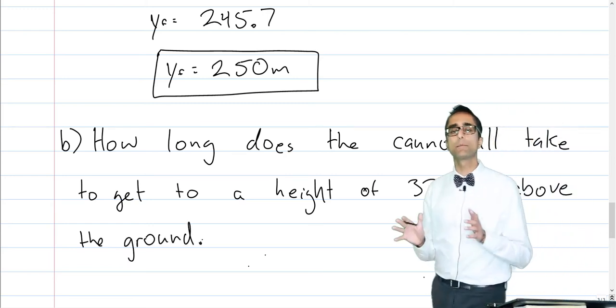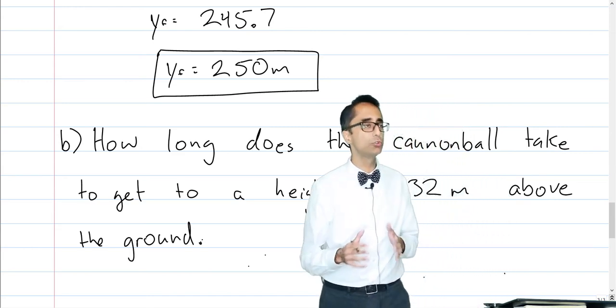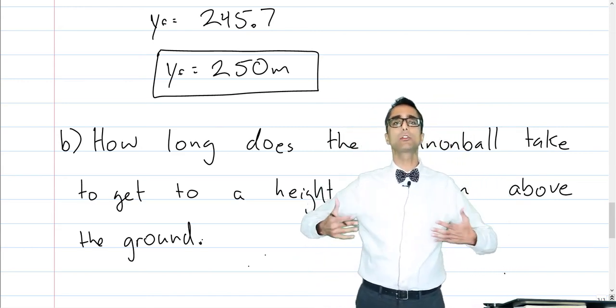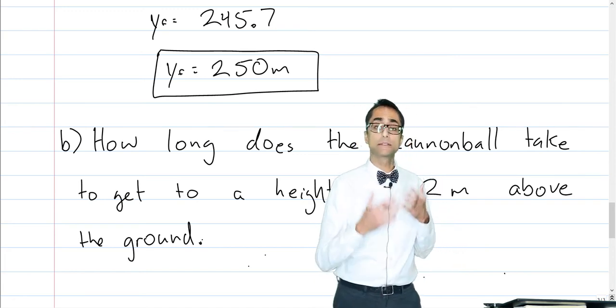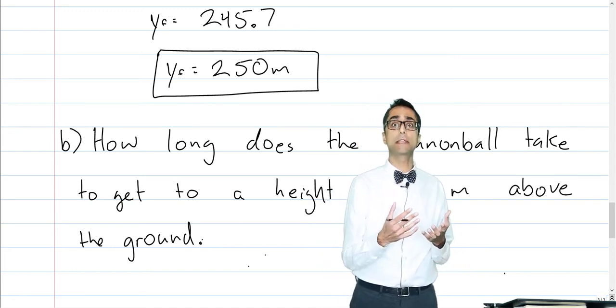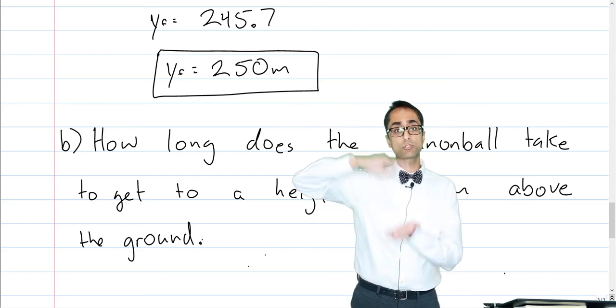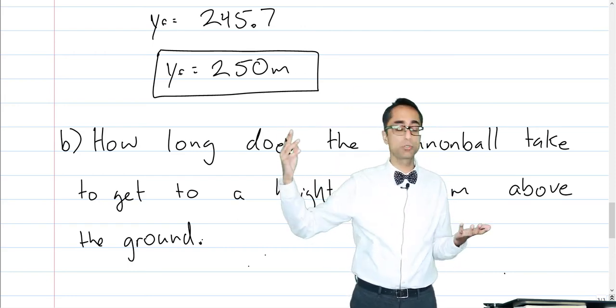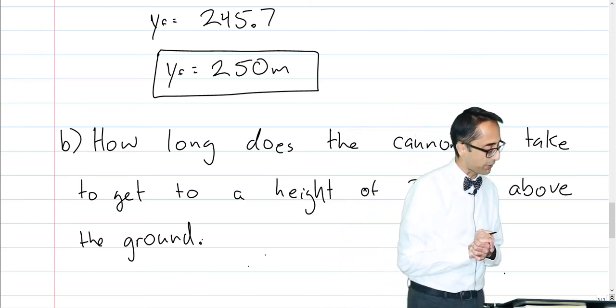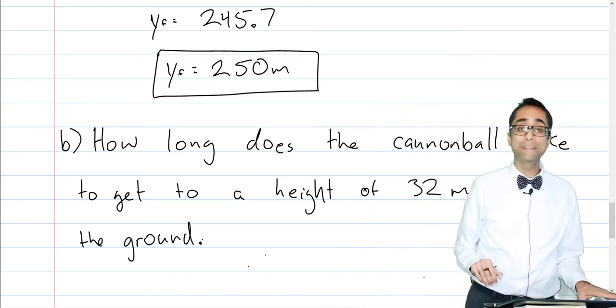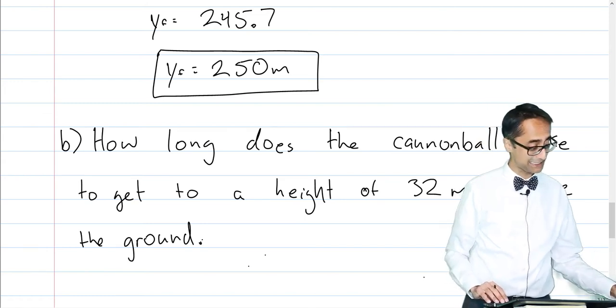All right, so it's a different problem. We can't necessarily use the information that we calculated in part A. Certainly we can't use y final, because now we're talking about the cannonball not at its maximum height, but just 32 meters, hardly anything compared to 250 meters, hardly anything off of the ground. And we want to know the amount of time it takes to get there.